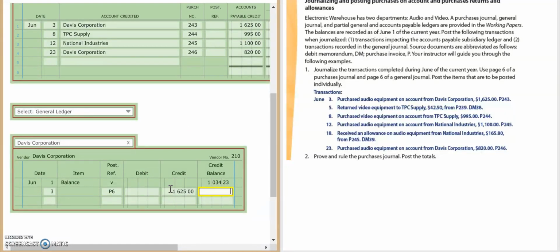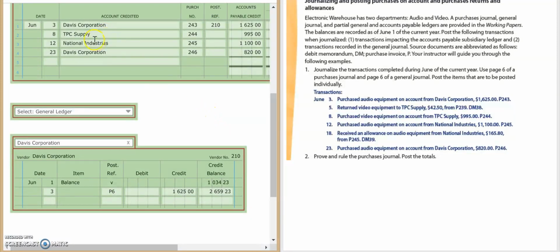And then we need to do a little bit of math here. Forgive me because I don't have the answers pulled up. It's kind of cumbersome to do that. So plug this in, and our new balance is $2,659.23. And then we come back up and put our vendor number, which is 210, right up here at the top. I just want 210. There we go.